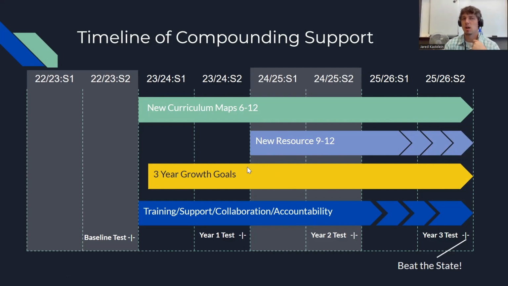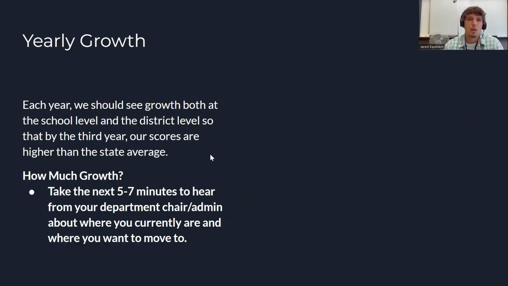And then for you guys, I'm trying to look into what other supports we can build into our curriculum that will also help you out. Sort of like Gizmos, but what else can we do? So all that compounds together. It's going to really push our impact as we reach that 3rd year. So that way, with this year 3 test, we're going to beat the state.